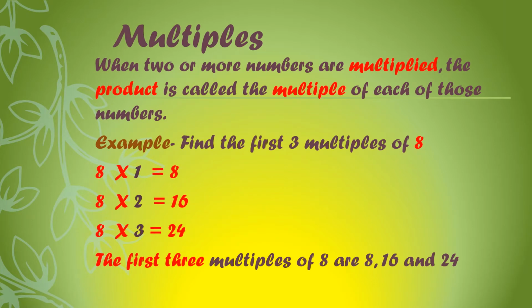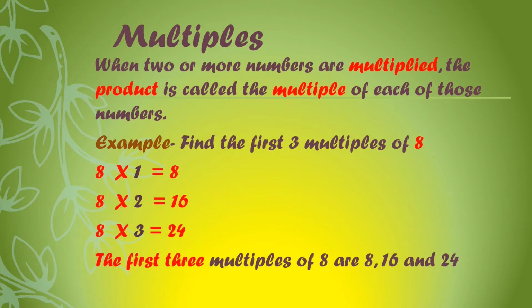Now let's learn about multiples. When two or more numbers are multiplied, the product is called the multiple of each of those numbers. It means when we multiply two numbers, the product, children, now what is product? The answer of multiplication is called the product. So when we multiply two numbers, we get a product. That product is called the multiple of those numbers.